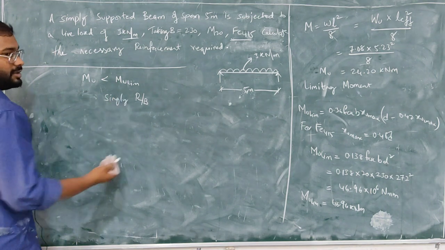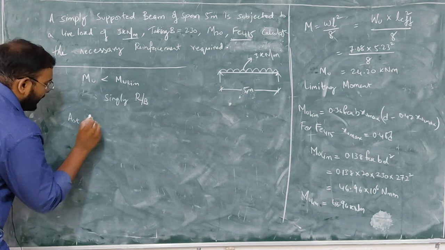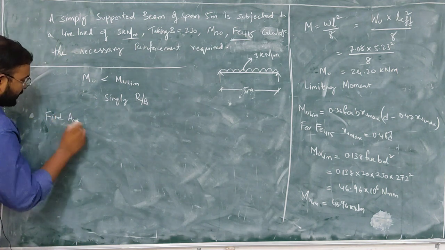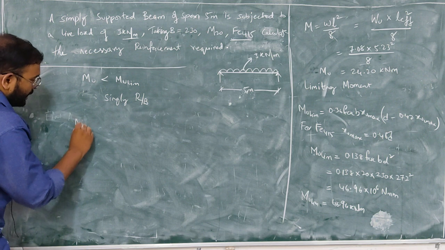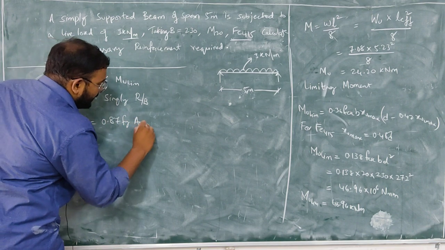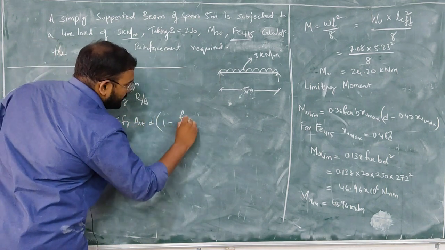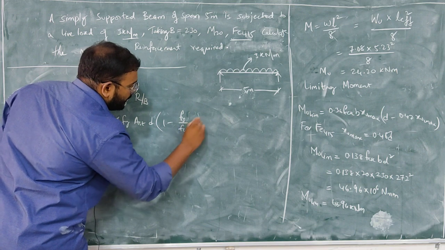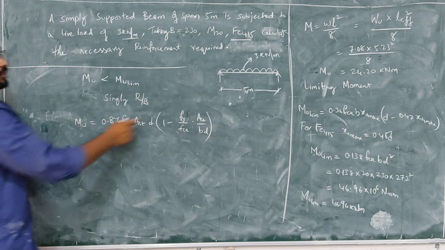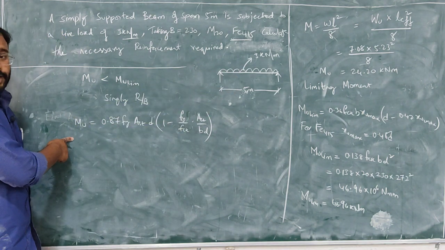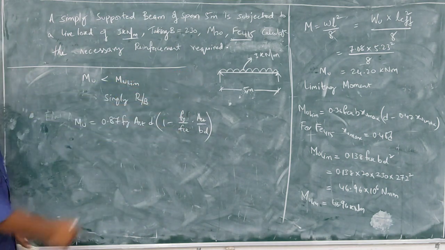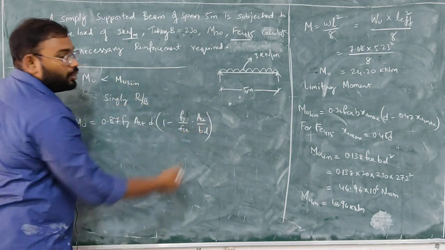Mu lim is compared. Next you need to calculate Ast. Find Ast by using the formula Mu is equal to 0.87 fy Ast d into (1 minus fy by fck times Ast by bd). You know Mu, substitute 24.2 times 10 power 6. Why? Because that is kilonewton meter. Here all the values you will be substituting in Newton millimeter.